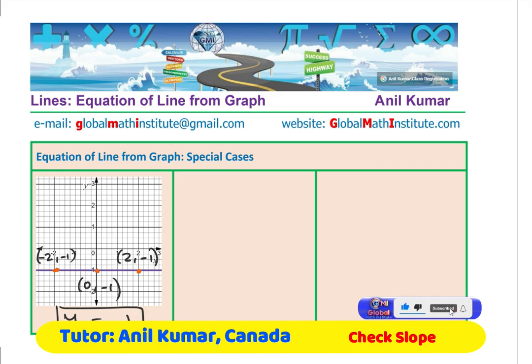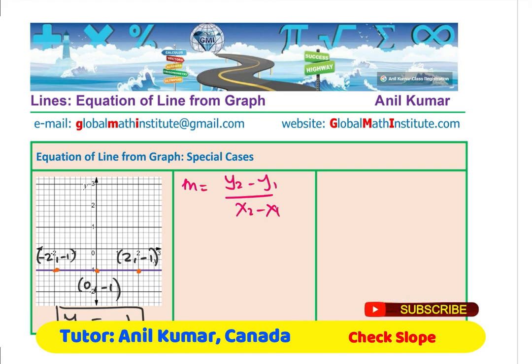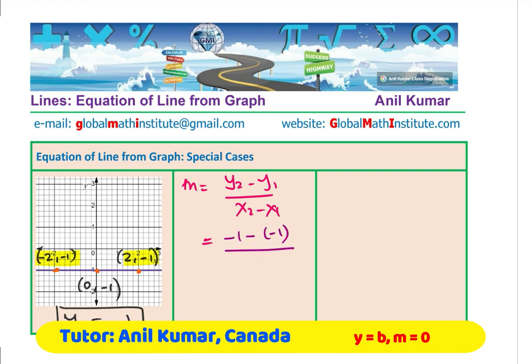Well, let's also figure it out using slope, right? So m is y2 minus y1 over x2 minus x1. If you adopt this method, taking any 2 points, let's say these 2 points, then y2 minus y1 is minus 1 minus minus 1 over 2 minus minus 2. We get minus 1 plus 1 over 2 plus 2, which is 0 over 4. So the slope is indeed 0.